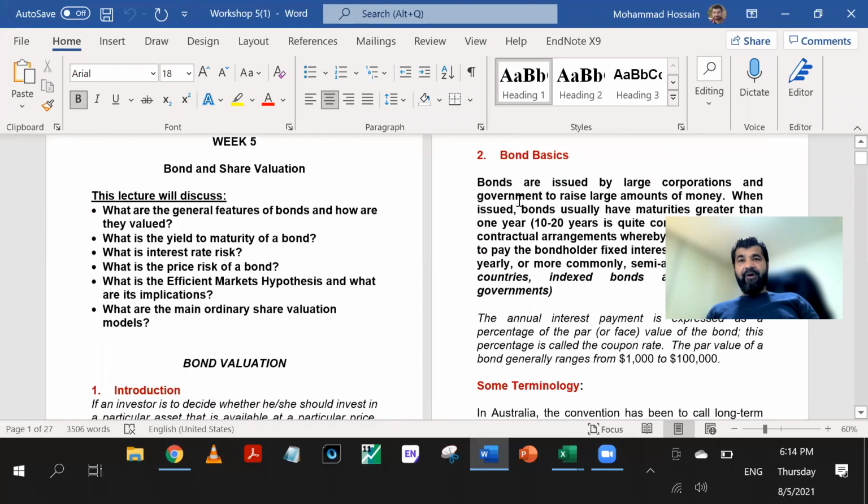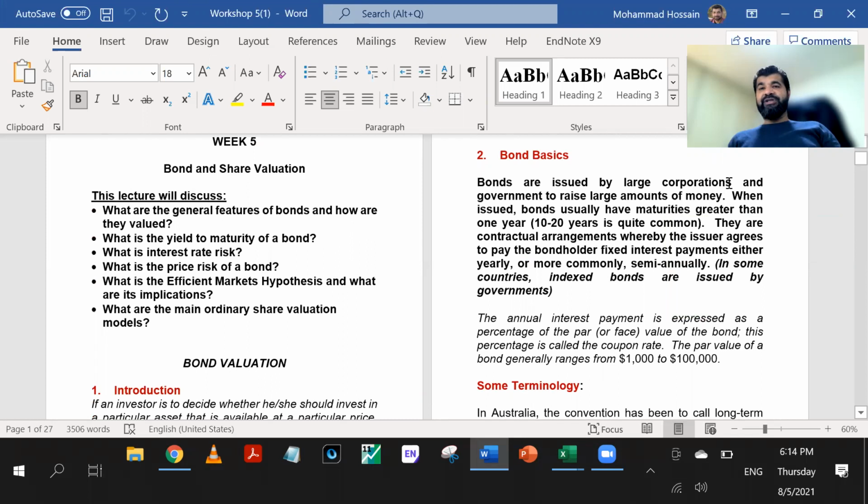So yeah, bonds are issued by generally large corporations and government to raise large amount of money. When issued, bond usually have maturities greater than 1 year, 10 to 20 years is quite common. They are contractual arrangement whereby the issuer agrees to pay the bondholder fixed interest payments, either yearly or more commonly semi-annually.